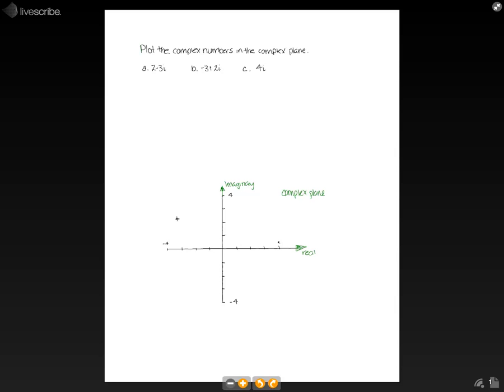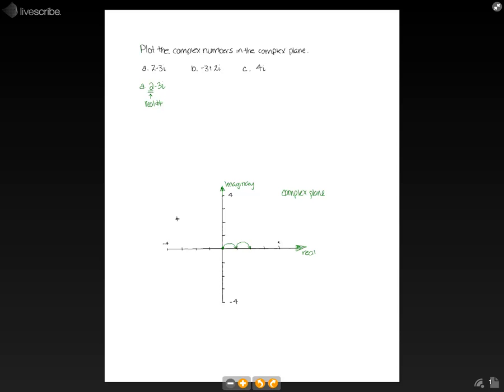Okay, so to plot these, it's pretty simple. It's just like plotting something like the point 2, 3. So for A, we have 2 minus 3i, and to plot this, we start at the origin, which is still at the very center, 0, 0, and now we need to look at how we're going to move in the real plane and how we're going to move in the imaginary. Since we have a 2, this is our real number, and that means we're going to move 2 units to the right on the real axis. So we're going to go 1, 2.